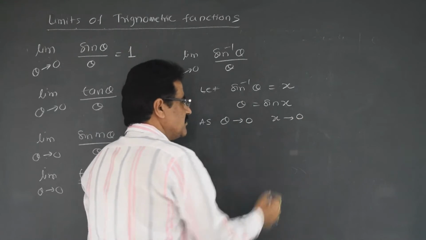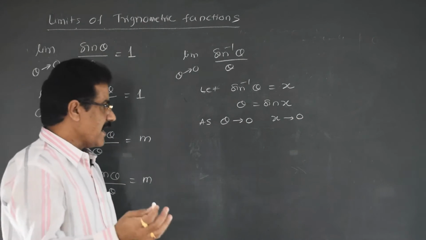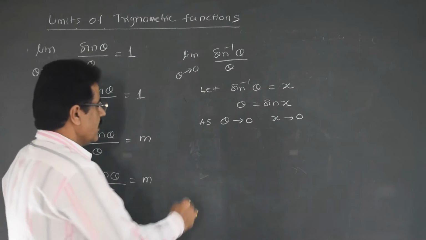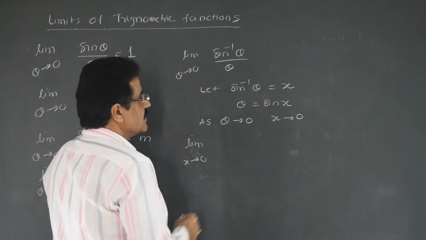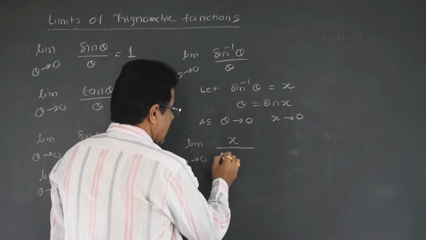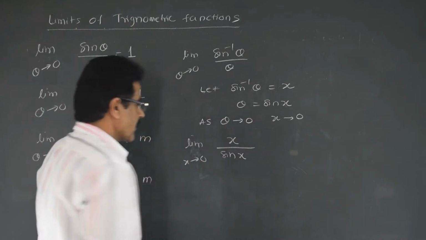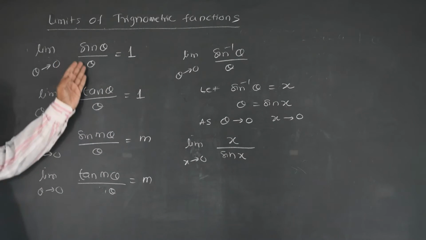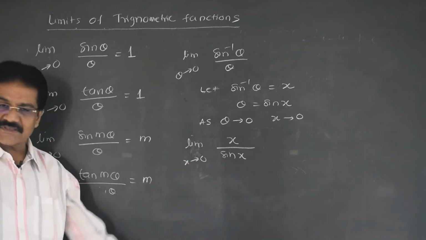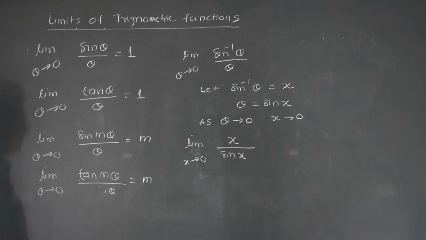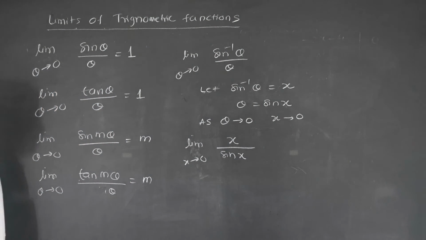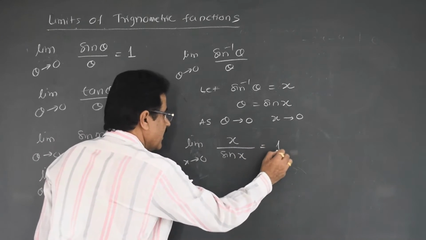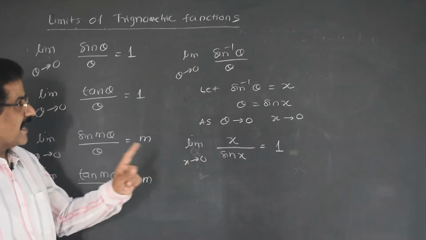So limits can be changed into new variable x tends to 0. And now we can put in this formula. So limits as x tends to 0, sine inverse theta is nothing but x upon sine of x. So whether you are writing down sine theta upon theta or x upon sine x, again it is one and the same, because they are nothing but reciprocal of each other, and reciprocal of 1 is also 1, and therefore we can write down answer directly as 1.